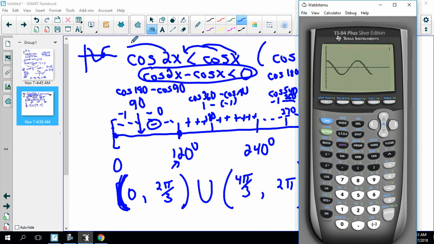When is the bold graph, right here, smaller than the not bold? Well, it's in this region here, where the bold graph is below the other graph. And we know the two functions are equal at 0, 120, 240, 360. So it's below it from 0 to 120, union 240 to 360.